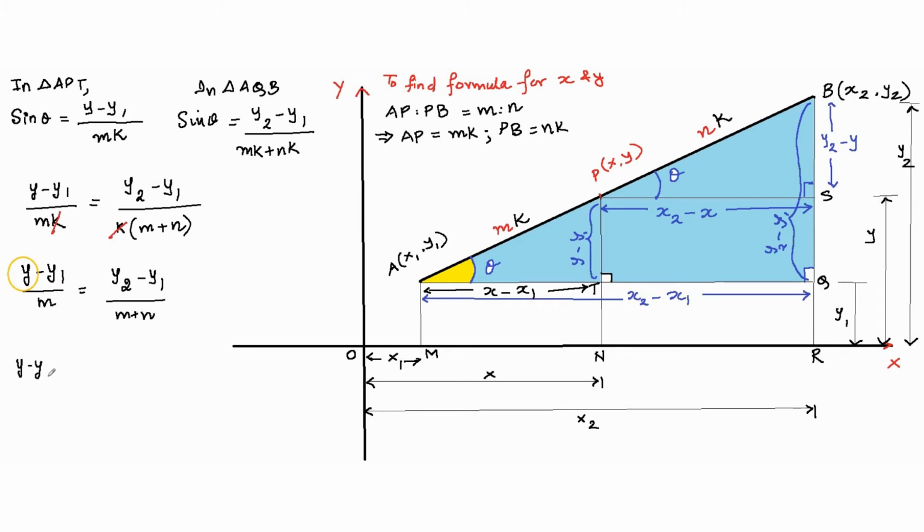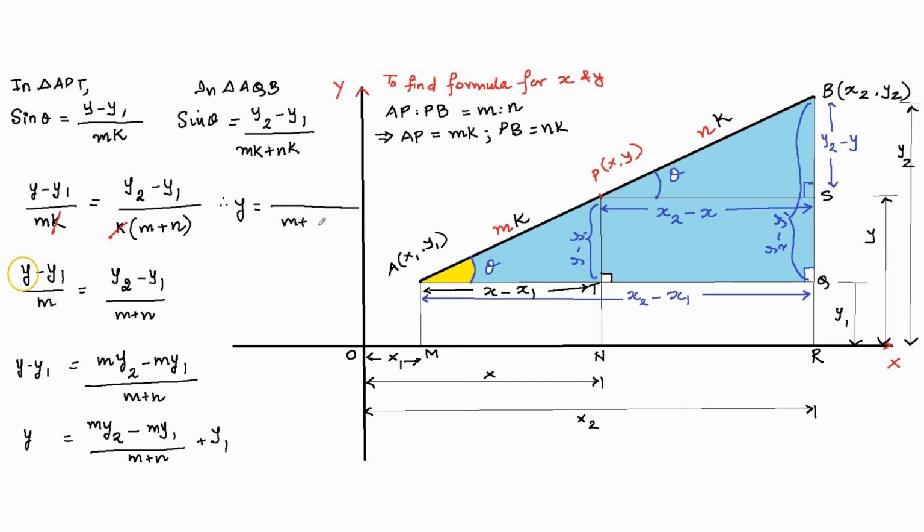Therefore, y minus y1 is going to be m times y2 minus y1, that is m y2 minus m y1, divided by m plus n. And now I can shift the term y1 to the other side. So I get y equals m y2 minus m y1 upon m plus n, plus y1. Now of course I can find the LCM. Therefore the LCM is going to be m plus n, right? This is the denominator. And in the numerator I will have m y2 minus m y1.